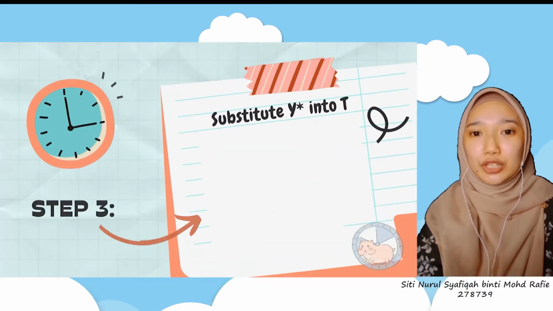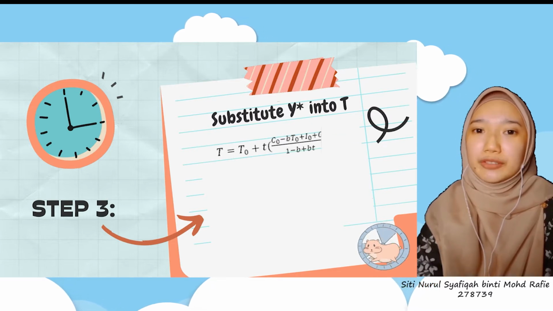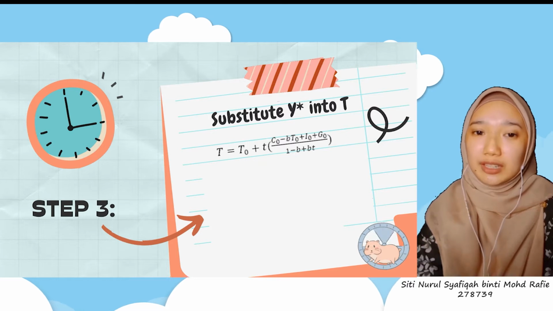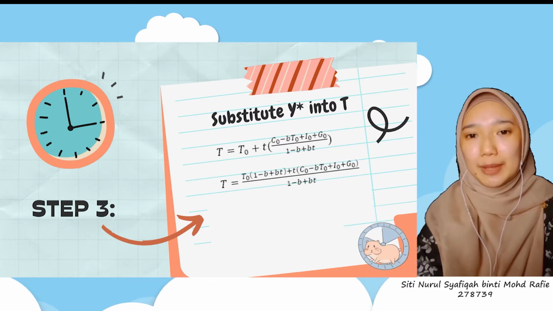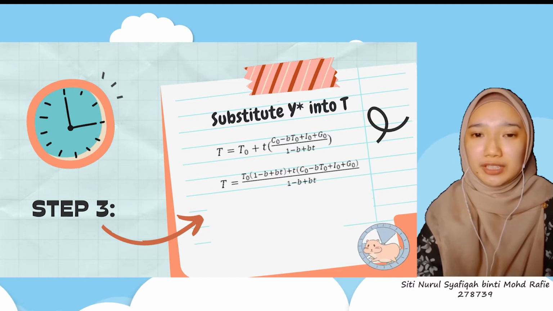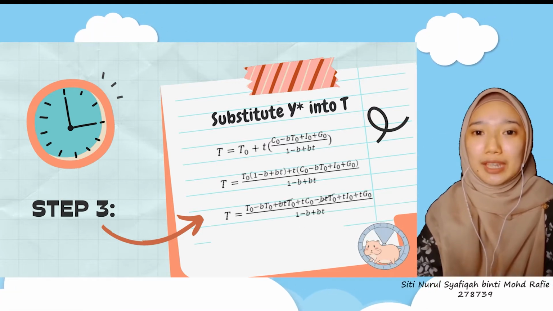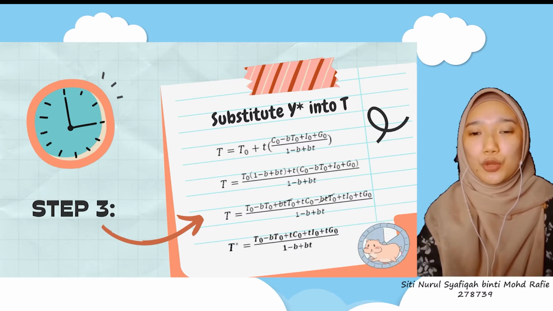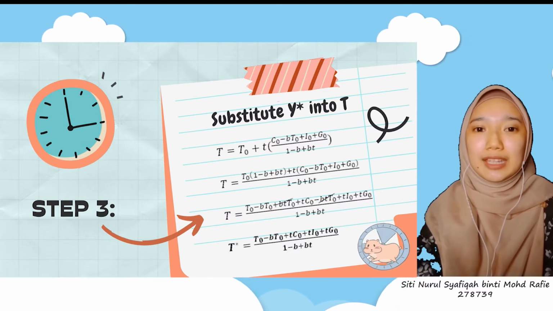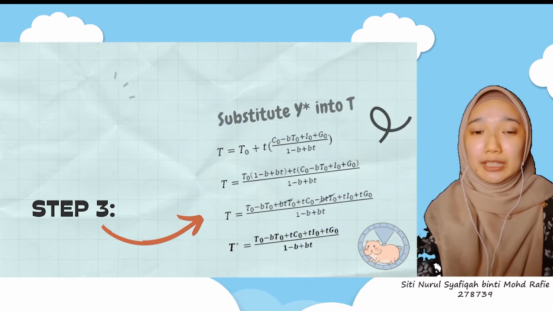The third step is we need to substitute the Y star into the T equation. First, we rewrite the T equation, then we substitute Y star into it. Then the T null needs to be multiplied by 1 minus B plus Bt. Next, we solve the equation, then we can cancel out the BT null. And lastly, we get the T star value, which is T null minus BT null plus tC null plus tI null plus tG null divided by 1 minus B plus Bt.